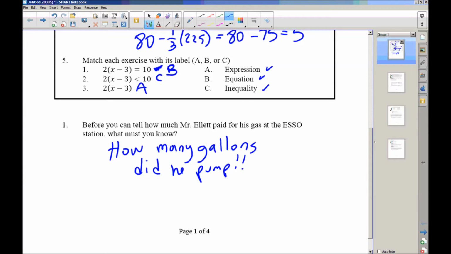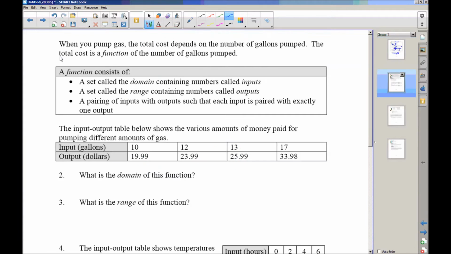Okay. And that is important. So how many gallons did Mr. Elliott pump? All right, so when you pump gas, the total cost depends on the number of gallons, and that's because the total cost is a function of the number of gallons pumped. The total cost here, this is our outputs, and this is our inputs. A function is always written like this. The output is a function of the input, okay?